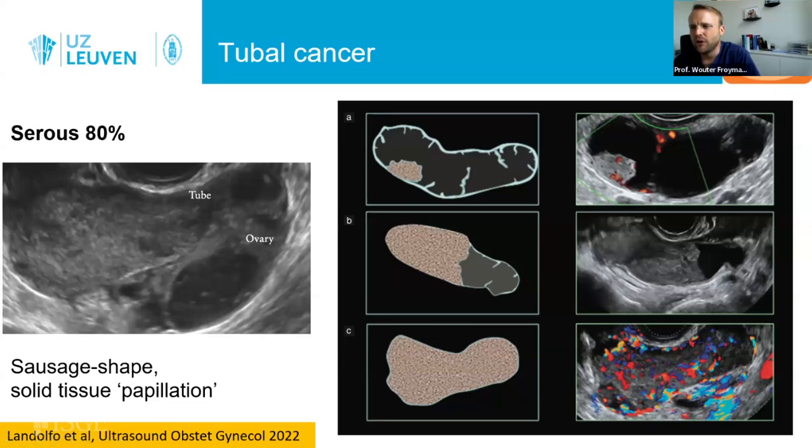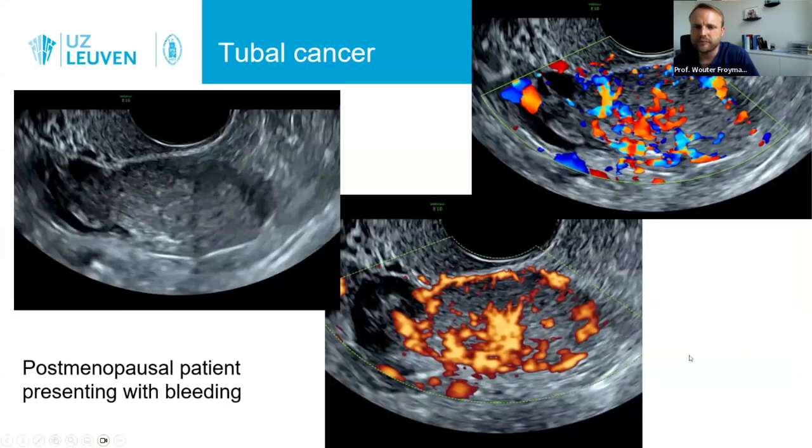And often you can also still distinguish the adjacent ovary from this tumor. So if you see a tubular mass with a lot of vascularity and adjacent to it, you see the ovary, and you have of course ruled out an ectopic pregnancy, you will think about a possible tubal cancer. So remember, tubal or tubular shape and a lot of vascularity.